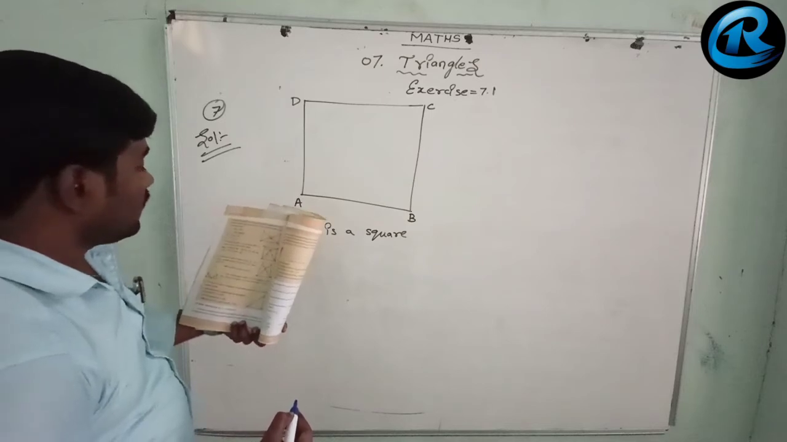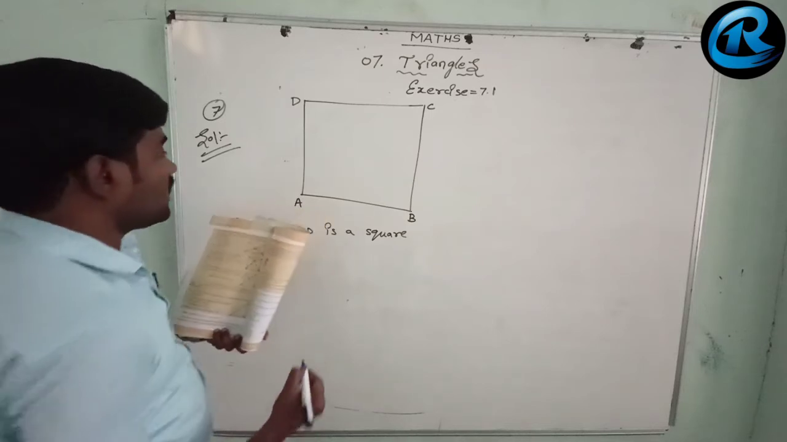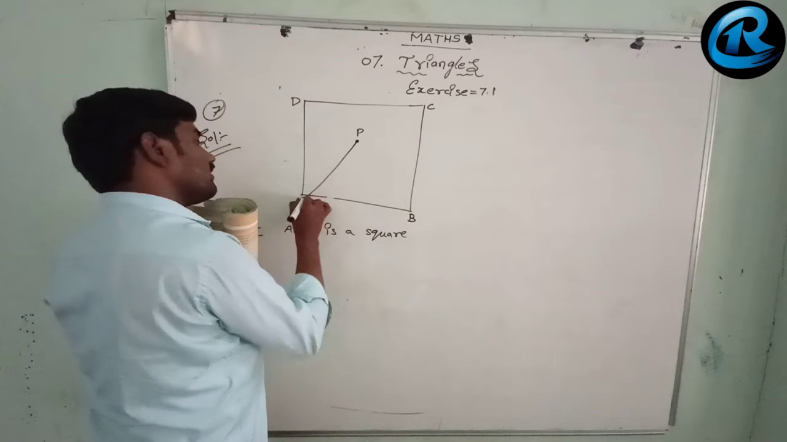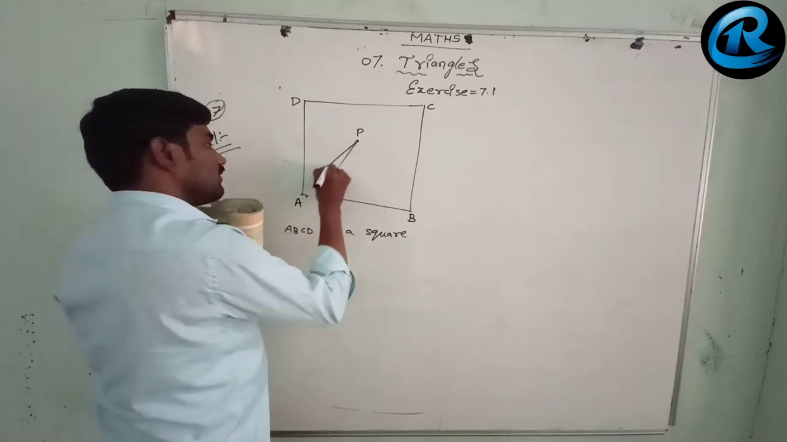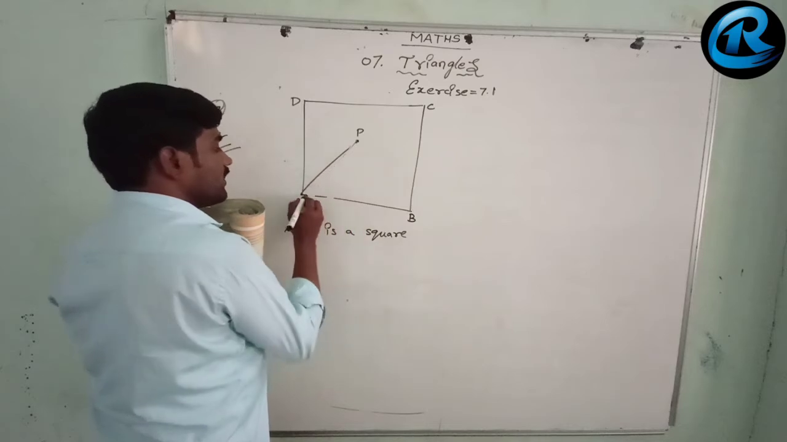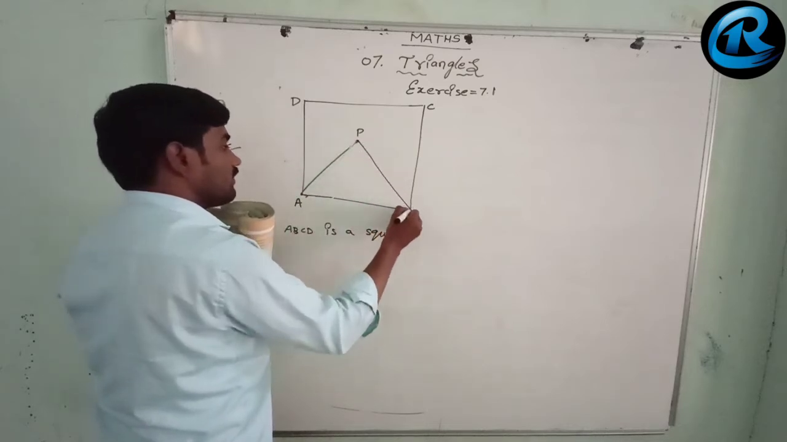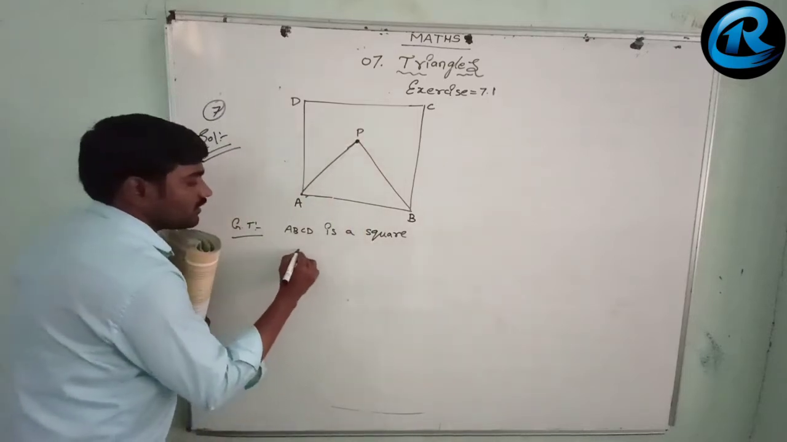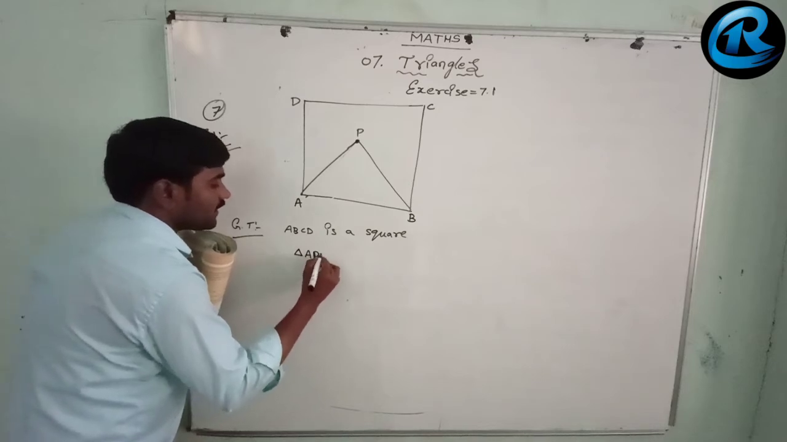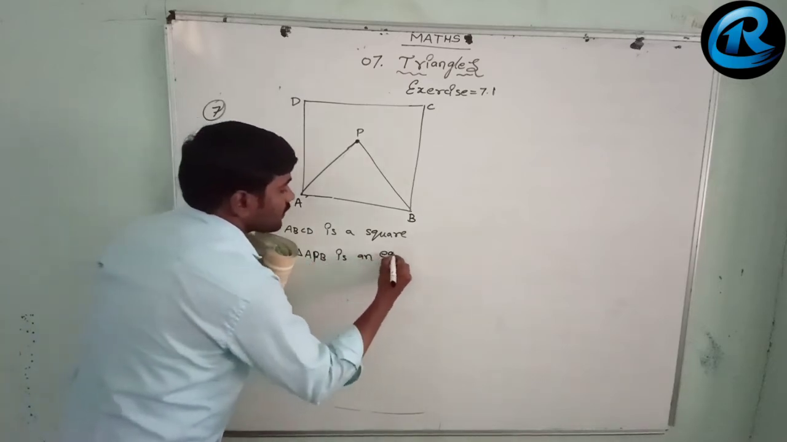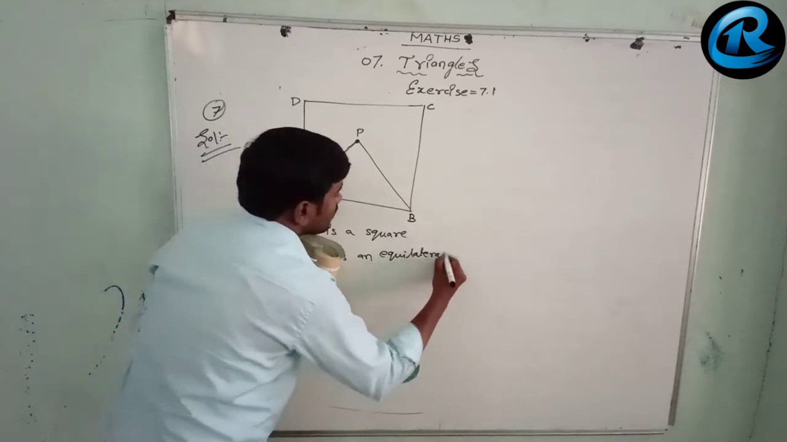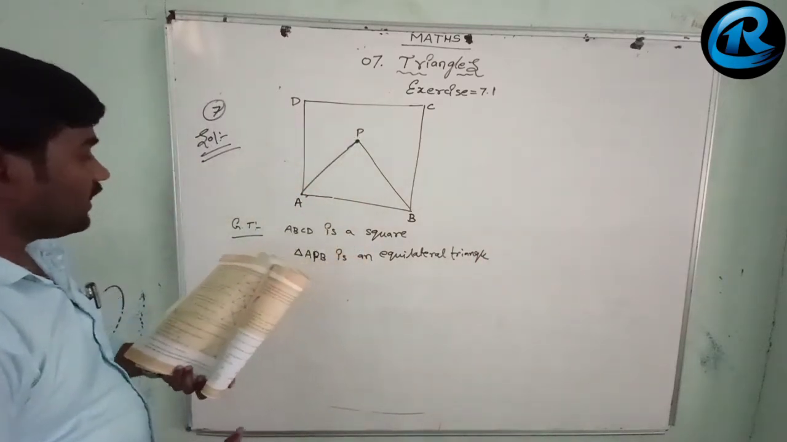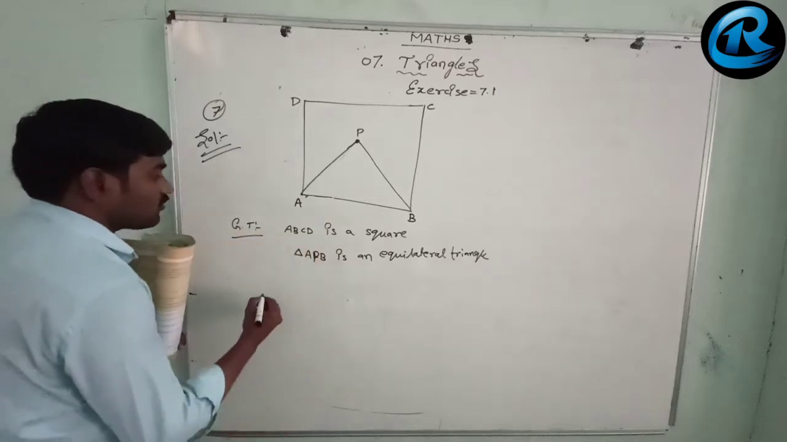Then APB is an equilateral triangle. Here there is a point P. A, P, B. Here also given the triangle APB is an equilateral triangle. Then next, we have to go for RTP, prove that.